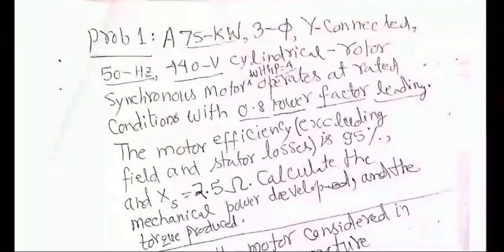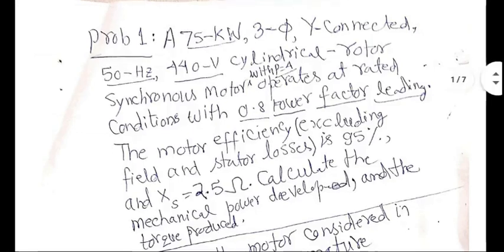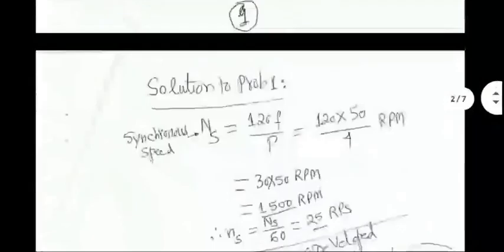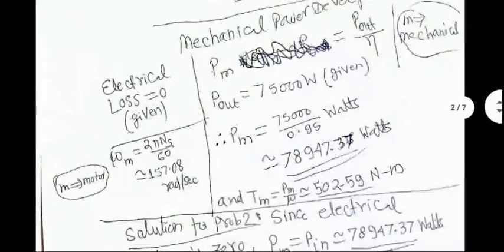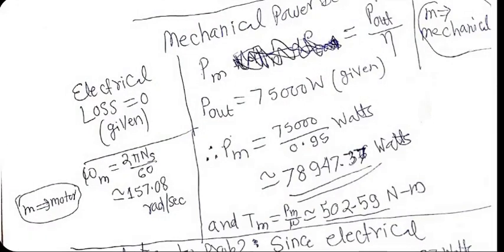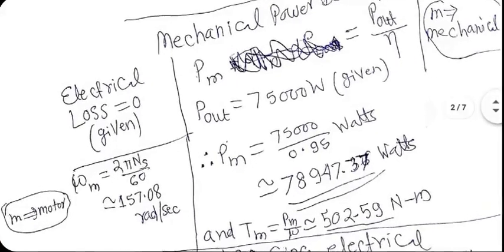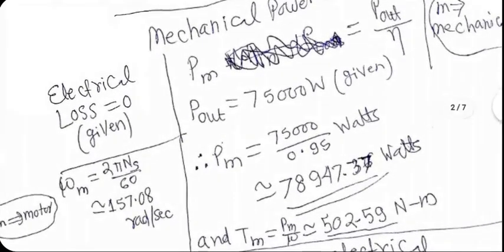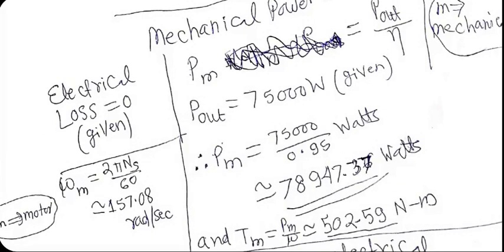Rated power is 75,000 watts. Efficiency is, yeah, 95%. So the actual mechanical power developed is 75,000 divided by 0.95 watts, which turns out to be 78,947 point something watts. And since we know the synchronous speed, omega is easy to figure out.